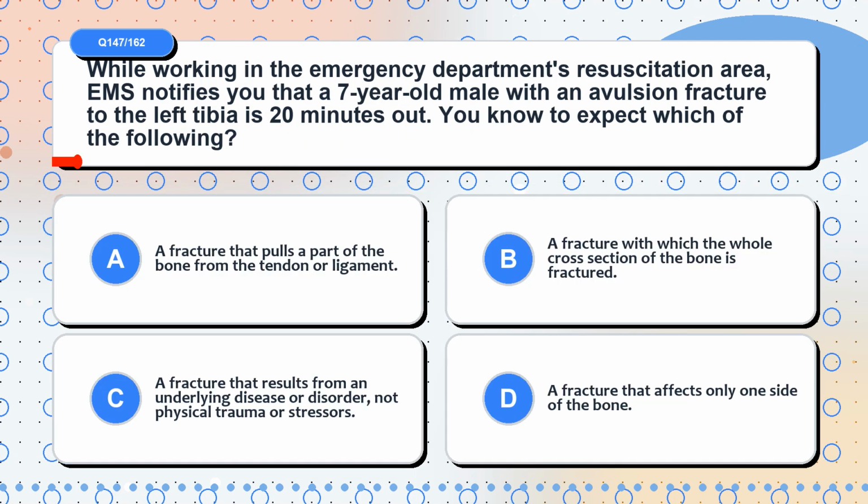Question 147. While working in the emergency department's resuscitation area, EMS notifies you that a 7-year-old male with an avulsion fracture to the left tibia is 20 minutes out. You know to expect which of the following? Here are the options. Option A. A fracture that pulls a part of the bone from the tendon or ligament. Option B. A fracture with which the whole cross-section of the bone is fractured. Option C. A fracture that results from an underlying disease or disorder, not physical trauma or stressors. Option D. A fracture that affects only one side of the bone.